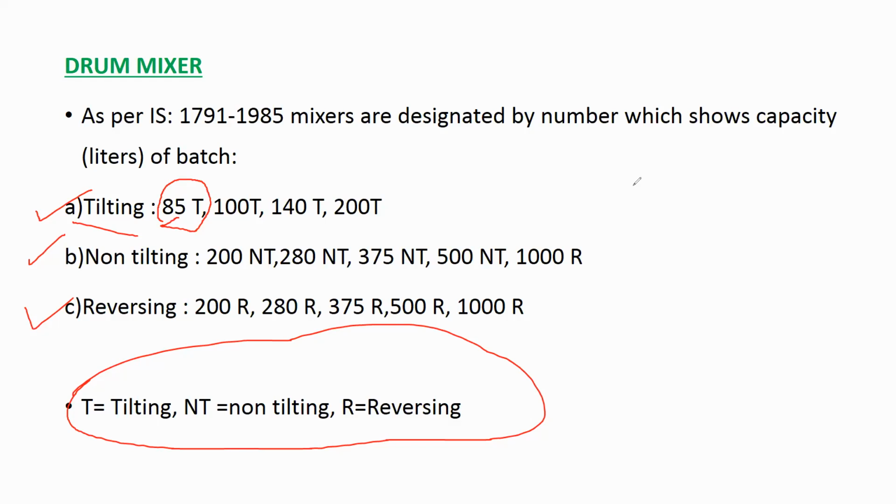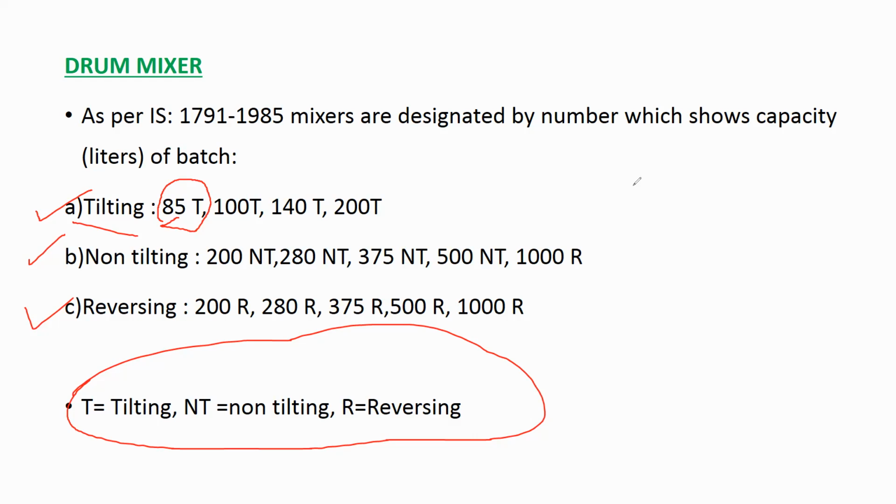Non-tilting means the machine will not tilt. Reversing means the machine will be reversing. So according to its work, the classification is there. If the machine can tilt, it is called a tilting mixer. If it cannot tilt, it is called non-tilting. If the machine is reversing, then it will be classified under reversing mixer. In front of those, the quantities are also written.